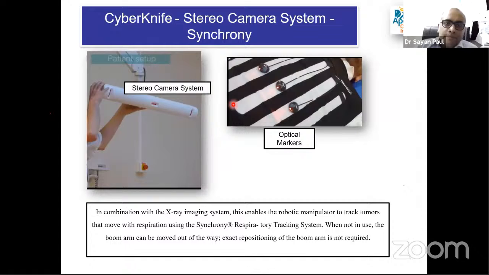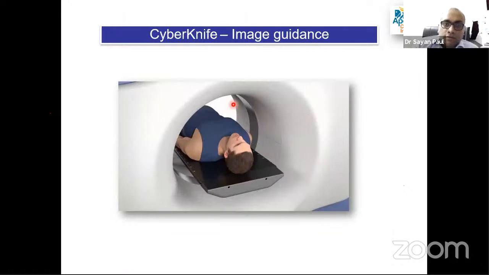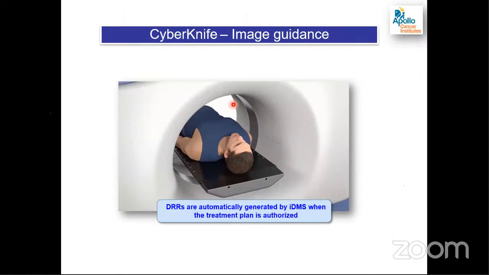So these are the optical markers. With the optical markers, this stereo camera system can detect the optical marker and it can track the tumor. It also can track the movement of the patient or the isocenter.